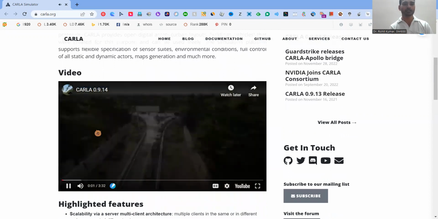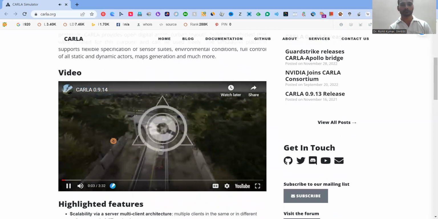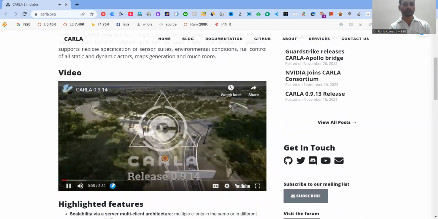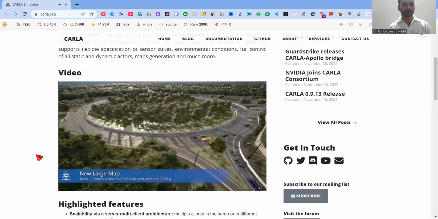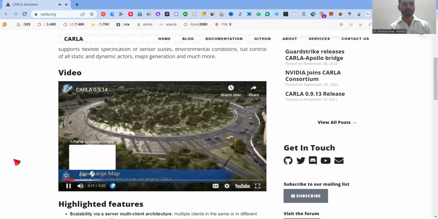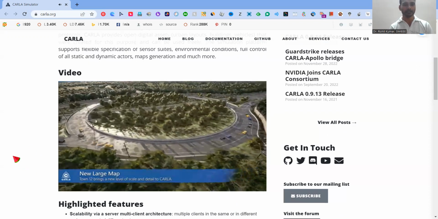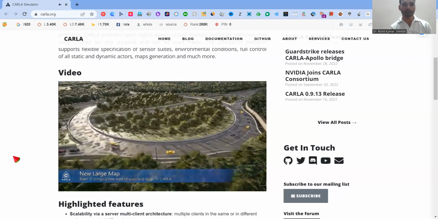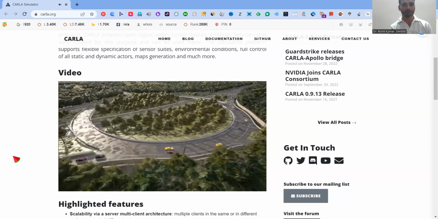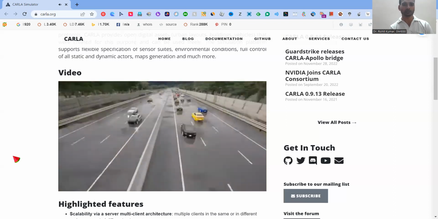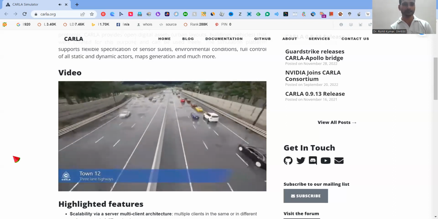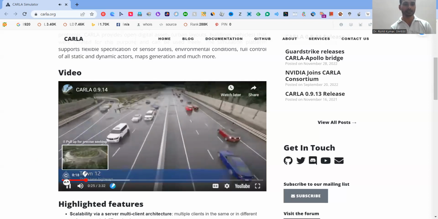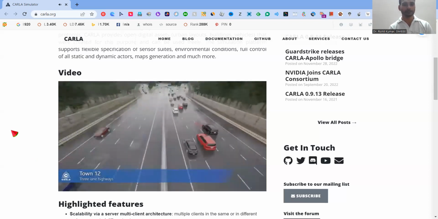Here you can see the CARLA 0.9.14 version that they have shown over here. They are saying that they have introduced the new large map, Town 12, which is bringing a level of scale and detail to CARLA. So it's looking almost realistic, as you can see over here. And then they have discussed the 3-lane highway details in the CARLA project.